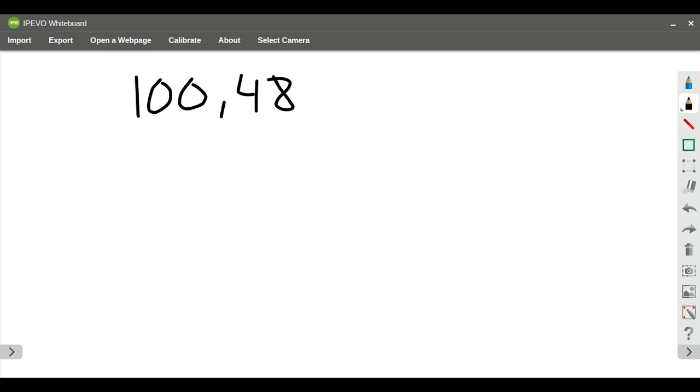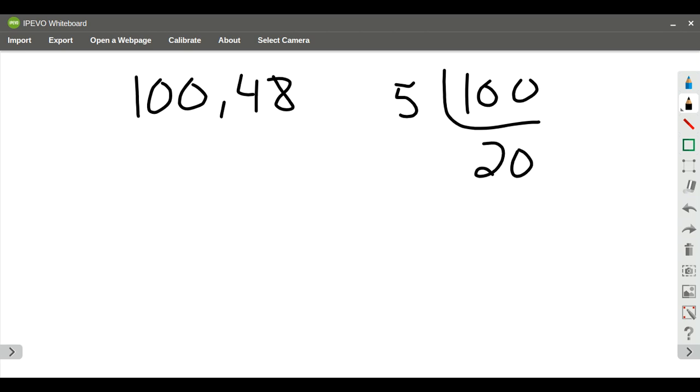I'm going to start with 100, and I'm going to divide 100 by 5. And 100 divided by 5 is going to be 20. And then I'm going to do 5 again. I get 4. I'm going to do 2. 4 divided by 2 is going to be 2.